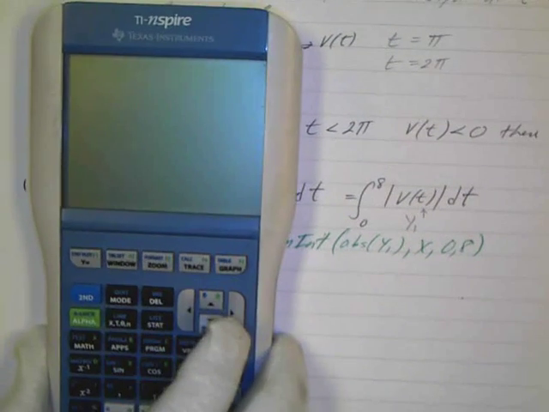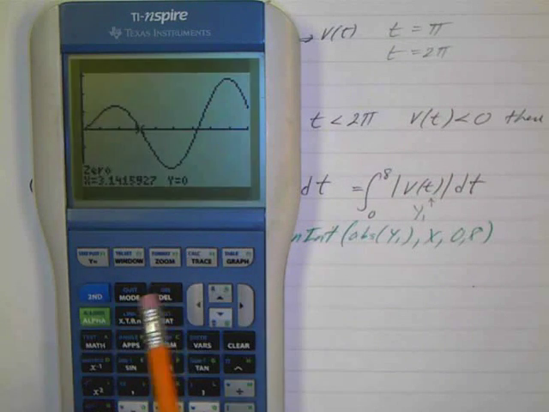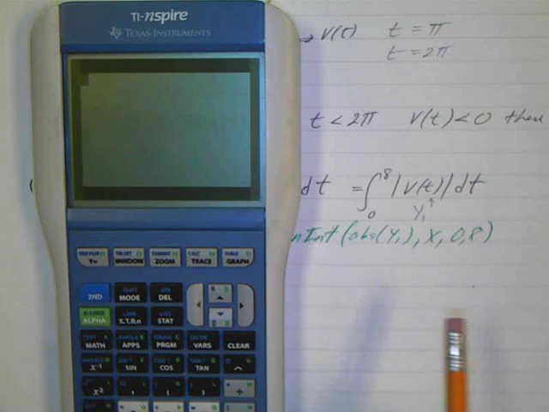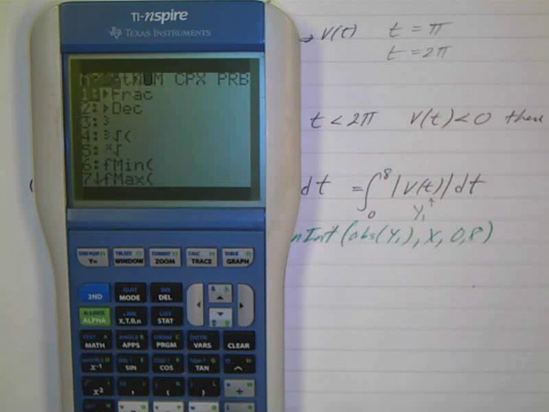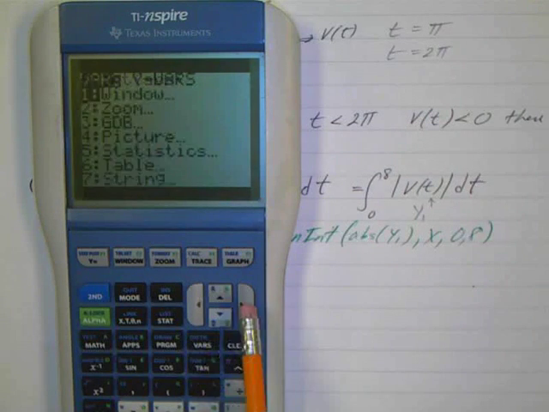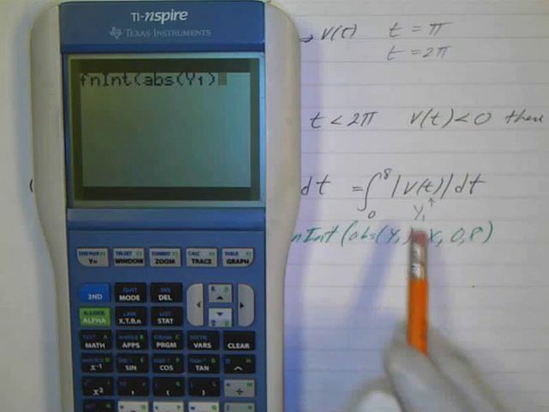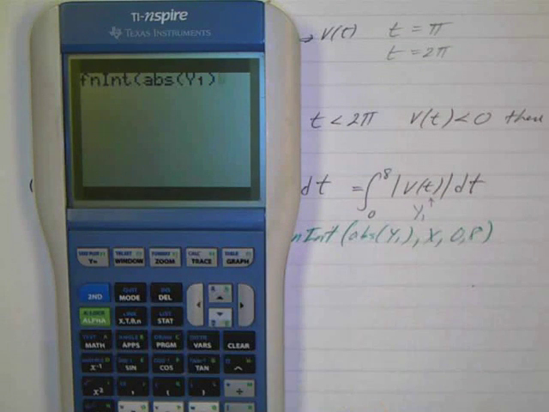So let's do that. So clear that, and we'll go math 9. And then we want math number. Math number will give us the absolute value, enter. And that puts that right there, and we just put y1, so it's going to be var, y vars, enter, enter. Parentheses for that, and that's our absolute value. That's this part here. And then comma x, that's my variable of integration. And then I'm going from 0 to 8. And that should give me the total distance traveled.